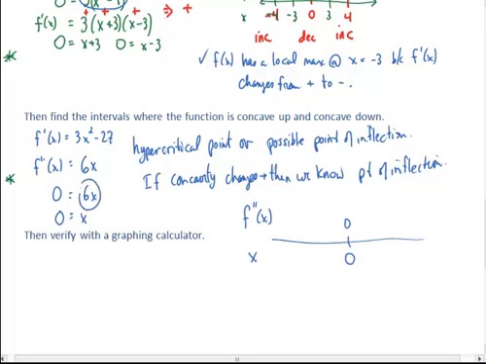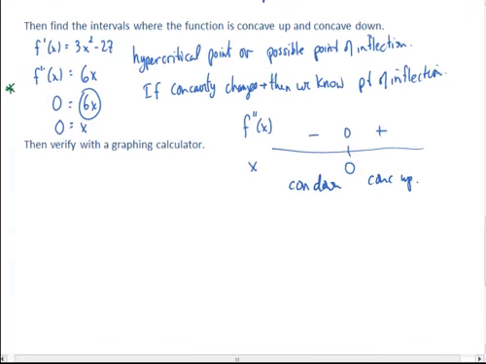So when we interval test 6x, when we have a negative number, we have negative concavity, and when we have a positive number to plug in, we would have positive concavity. So that would indicate that on this interval we're concave down, and on this interval we're concave up. So let's put together the whole picture. Let's just verify it with our graphing calculator and identify those regions.